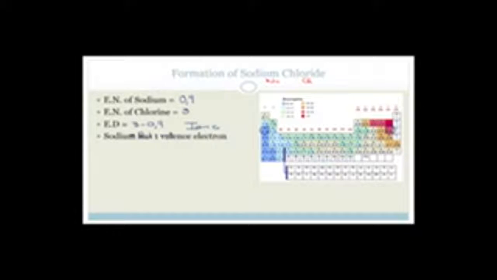Now sodium is in group 1, so it's got one valence electron. Remember what ionic bonding is. Ionic bonding is the transfer of electrons. It's a transfer, not the sharing. The sharing is covalent. So it's a transfer of electrons.